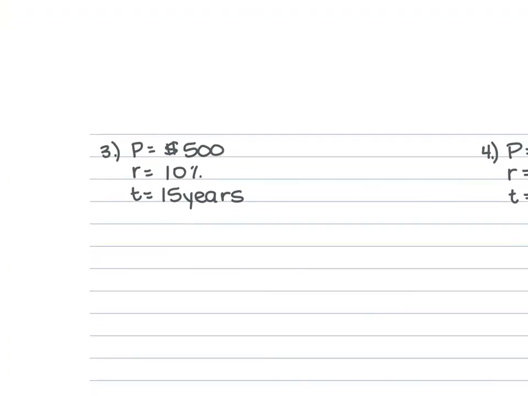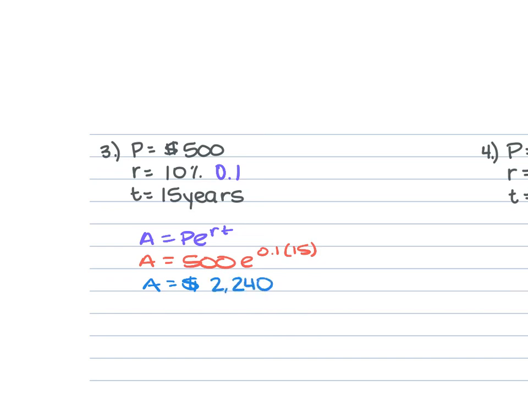For 3, we have an investment amount of $500. Our rate is 10%, so that's 0.1. And then we have 15 years. So A is equal to P times e to the power of R times T. So this is going to be A is equal to 500 times e to the power of 0.1 times 15. So for our answer, we are going to have 500 times e to the power of 0.1 times 15 gives us $2,240.84.